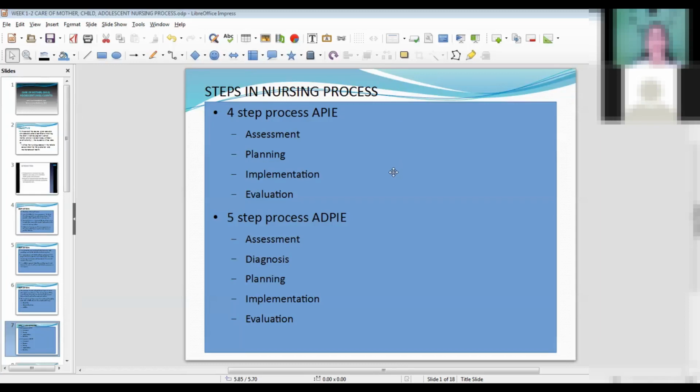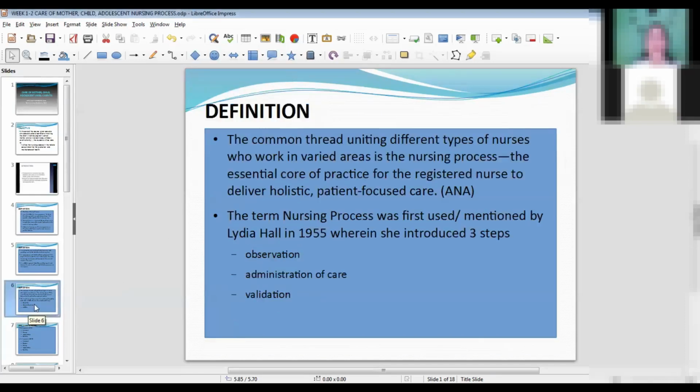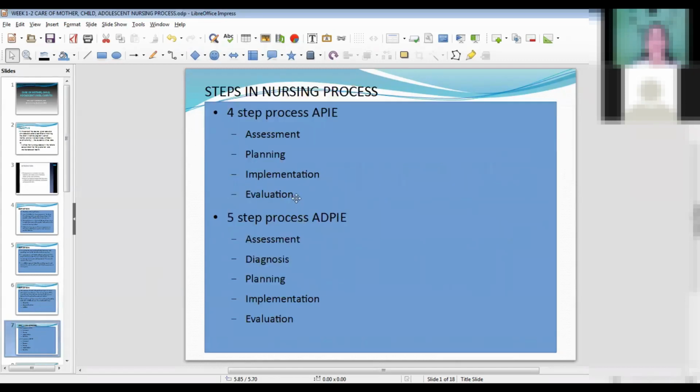Planning is goal-oriented wherein we set our goal. And then we have implementation. Implementation based on the theory of Lydia Hall is administration of care. And then we have evaluation being validation of the care rendered to our patient. So again, APIE, assessment, planning, implementation, evaluation. Now, may additional letter ulit tayo. We have the D.